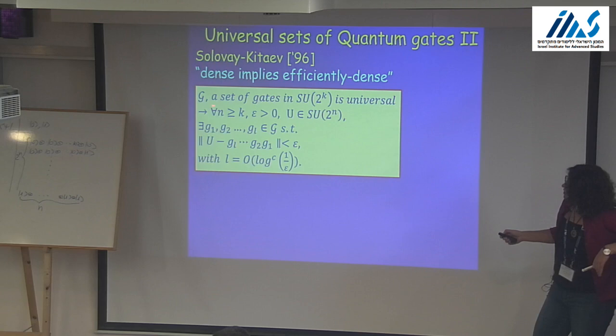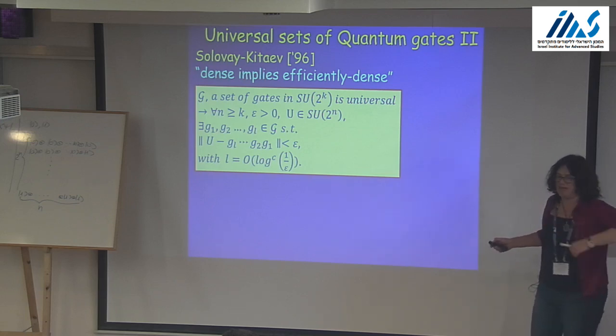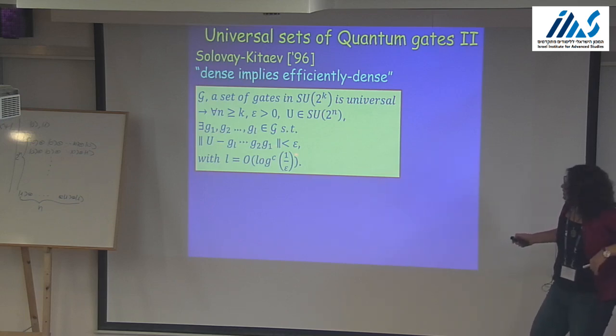Okay, what does it say? If G, a set of gates in the unitary group acting on k qubits, is universal, then for all n larger than k, for a given epsilon, and a given U on n qubits, there exists a sequence of gates from this set, again tensor product with identity, so you choose which qubits it acts on, such that the product of these gates minus U is at most epsilon. And the important thing is that L, the length of this product, the number of elements, grows only polylogarithmically in 1 over epsilon.